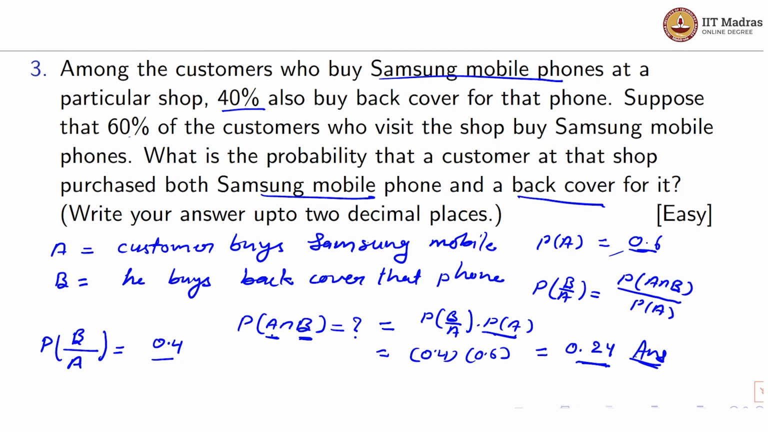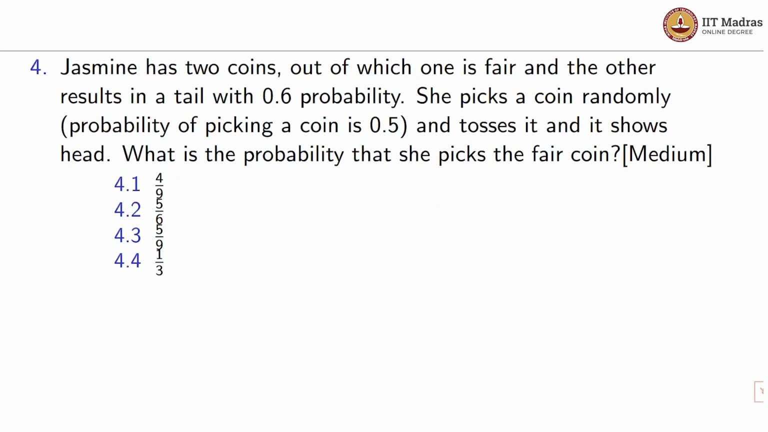Next question, question number 4. Jasmine has 2 coins, out of which one is a fair coin and the other results in tail with probability 0.6. She picks a coin randomly. She can pick either coin, the fair coin or the biased coin, which has a probability of 0.6 of coming up tail, and tosses it and it shows head. What is the probability that she picks the fair coin?